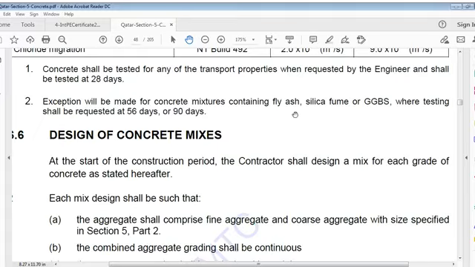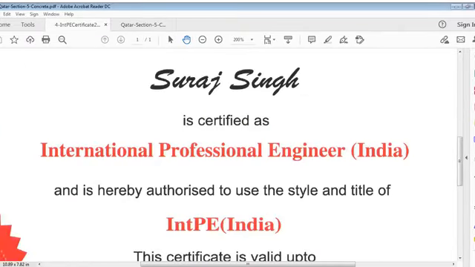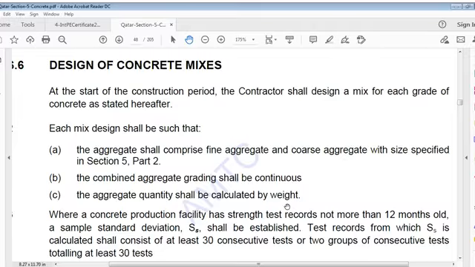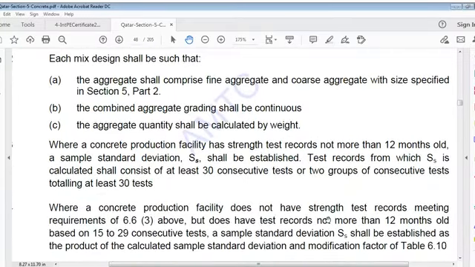Design of concrete mixes. At the start of the construction period, the contractor shall design a mix for each grade of concrete. Each mix design shall be such that aggregate shall comprise fine aggregate and coarse aggregate with size specified in section 5 part 2, means this page. Combined aggregate grading shall be continuous. Aggregate quantity shall be calculated by weight, not by volume.